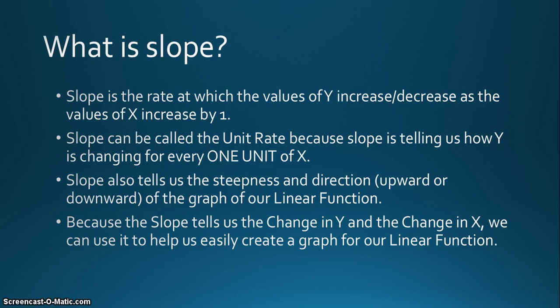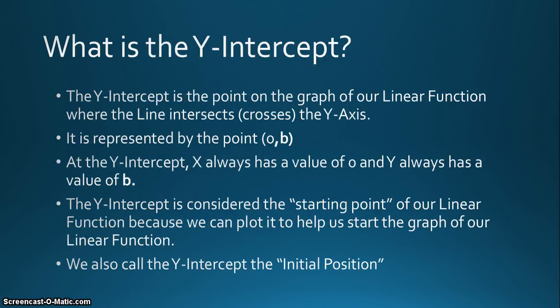Because the slope tells us the change in y and the change in x, we can use it to help us easily create a graph for our linear function, which we'll get to later. What is the y-intercept? The y-intercept is a point on the graph of our linear function where the line intersects or crosses the y-axis. It is represented by the point (0, b), and at the y-intercept, x is always 0 and y is always some number b.